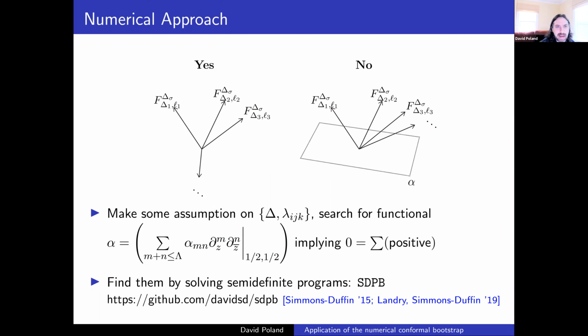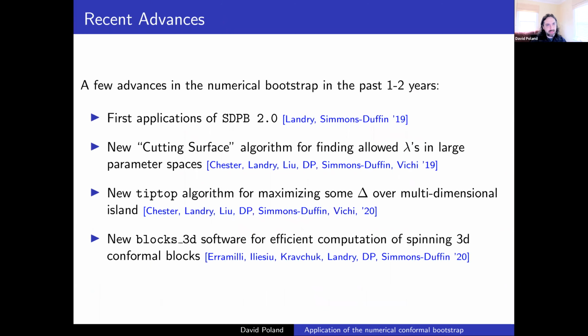Now one thing I wanted to mention is that in the last year or two, there have been several other advances in the numerical bootstrap, which have been designed to help tackle larger scale bootstrap problems with larger systems of crossing relations. So let me just mention a few of them. One of them is that SDPB is being actively developed.